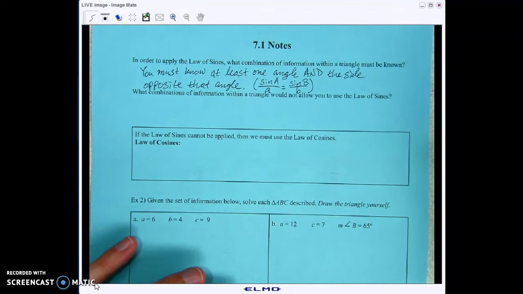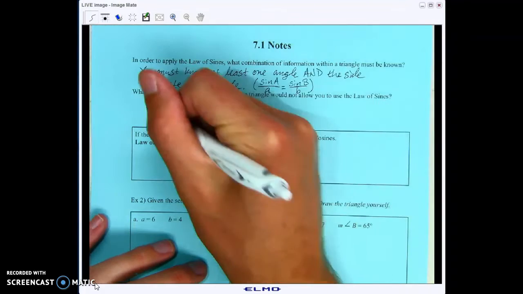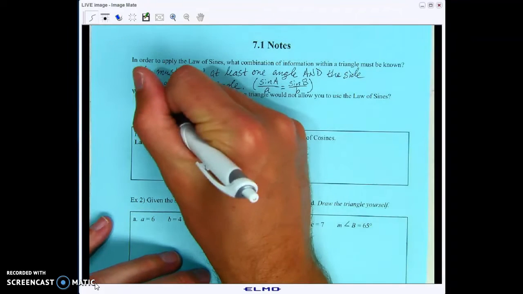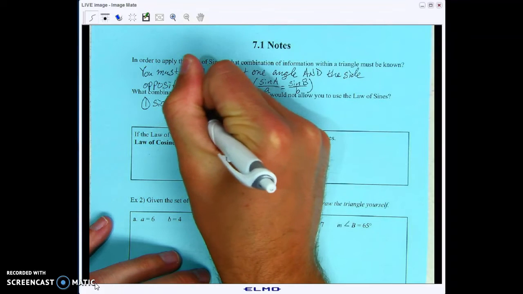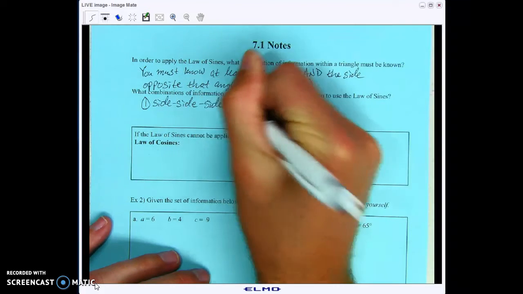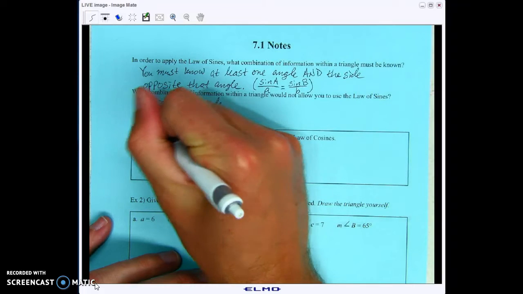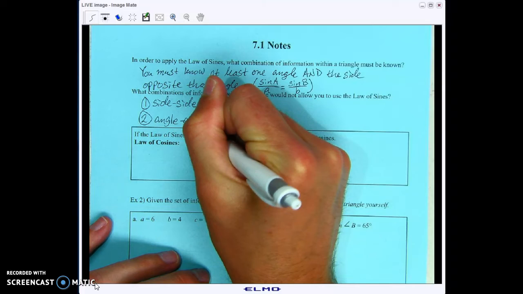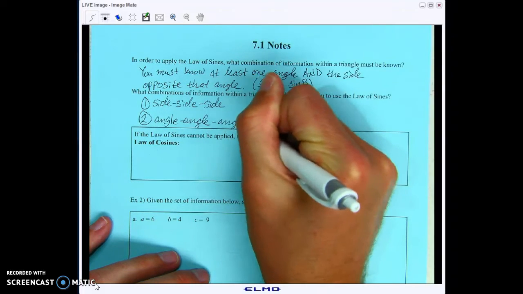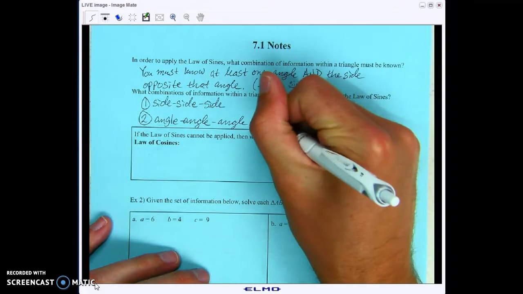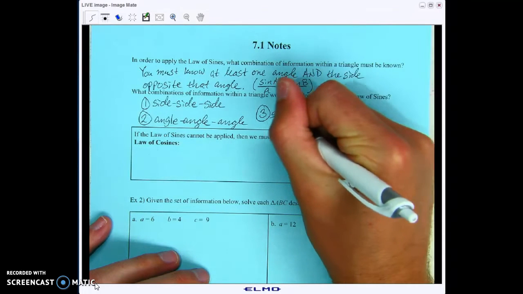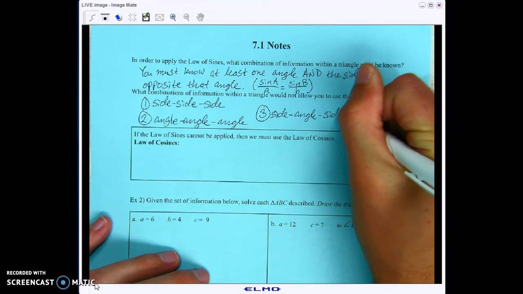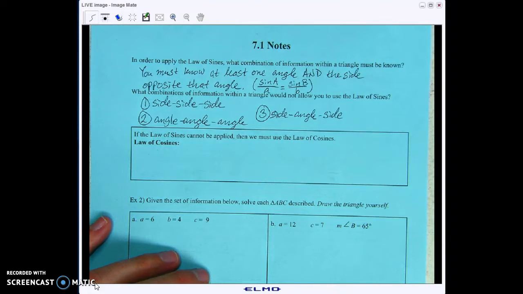So if you can't use the law of sines, right, what do we do? Well, here's a couple of situations where we would not be able to use the law of sines. If all we had was side, side, side, we would not be able to use the law of sines. If all we had was angle, angle, angle, we would not be able to use the law of sines. And lastly, if all we had was side, angle, side, we also would not be able to use the law of sines, right?